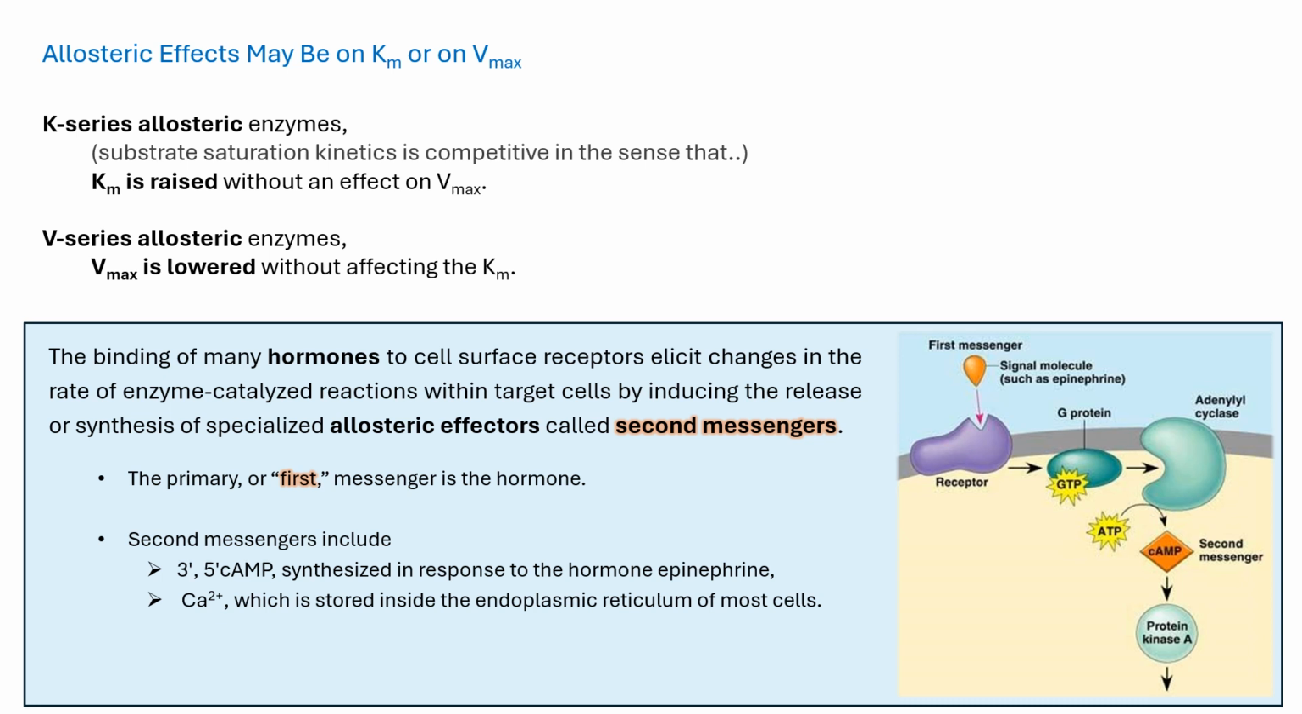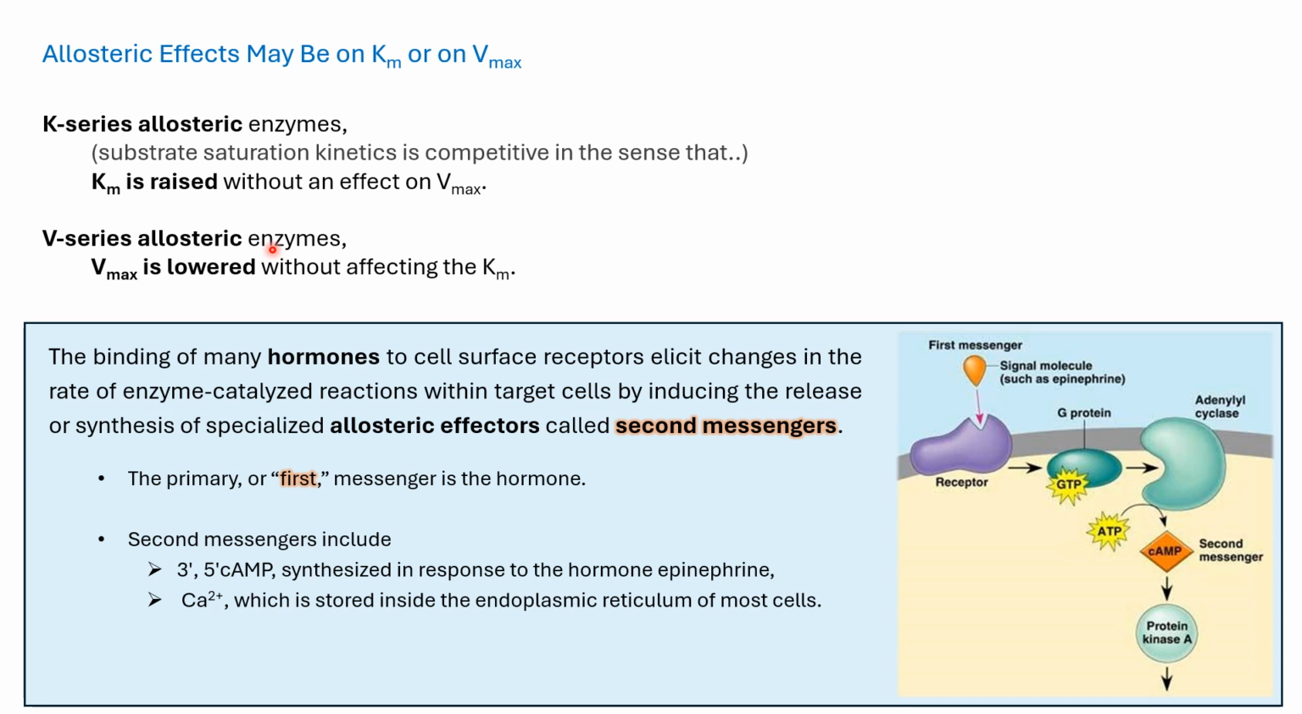Other ways of looking at the effect of these allosteric effectors, which could be inhibitory or occasionally could be stimulatory. Sometimes people talk about them being competitive or non-competitive, similar to the discussion we saw of inhibitors in the previous section. But we usually, rather than that, refer to them as being K-series allosteric enzymes or V-series allosteric enzymes.